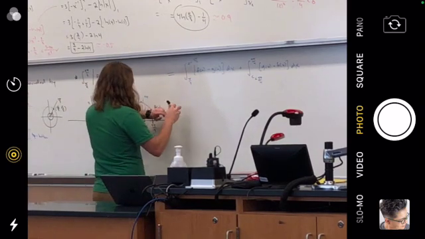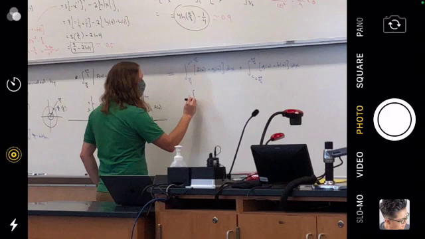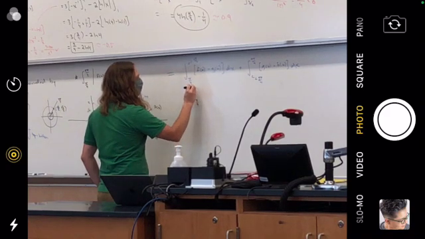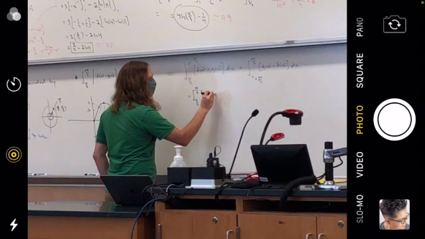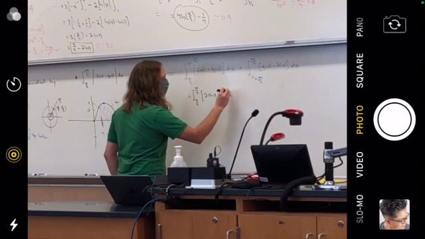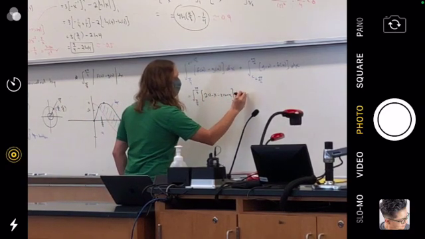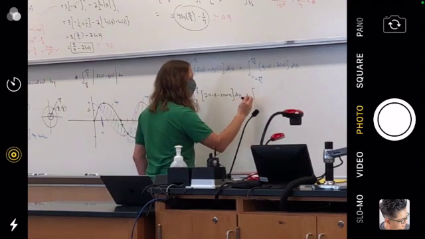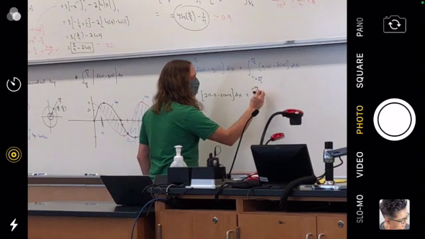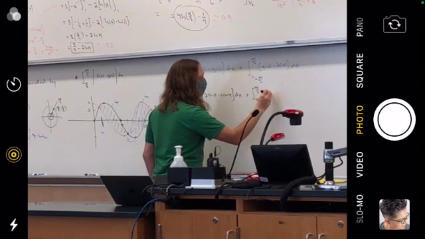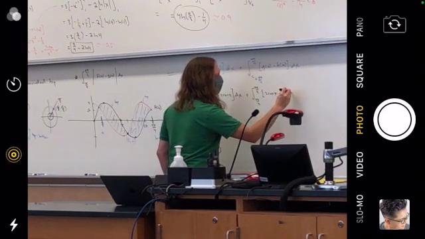So this is going to be the integral from pi over 4 to 5 pi over 4 of 2 sine of x minus 2 cosine of x. And then this one is going to be the integral from 5 pi over 4 to 9 pi over 4 of 2 cosine of x minus 2 sine of x.